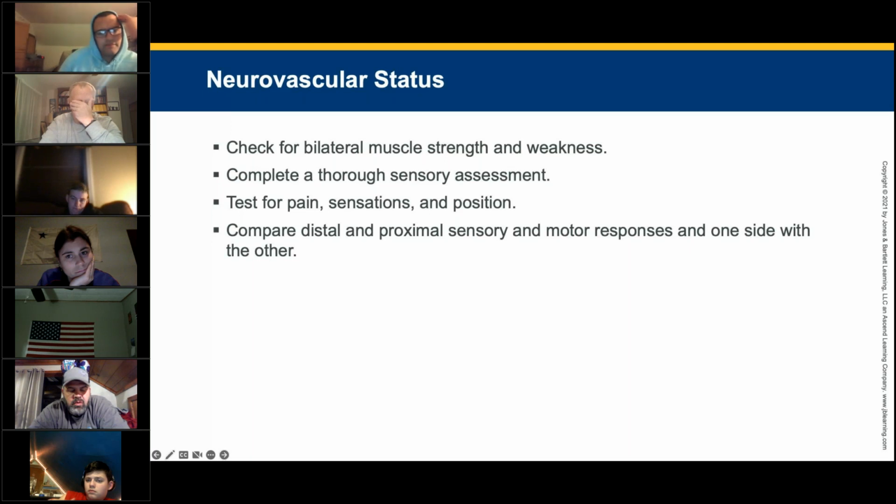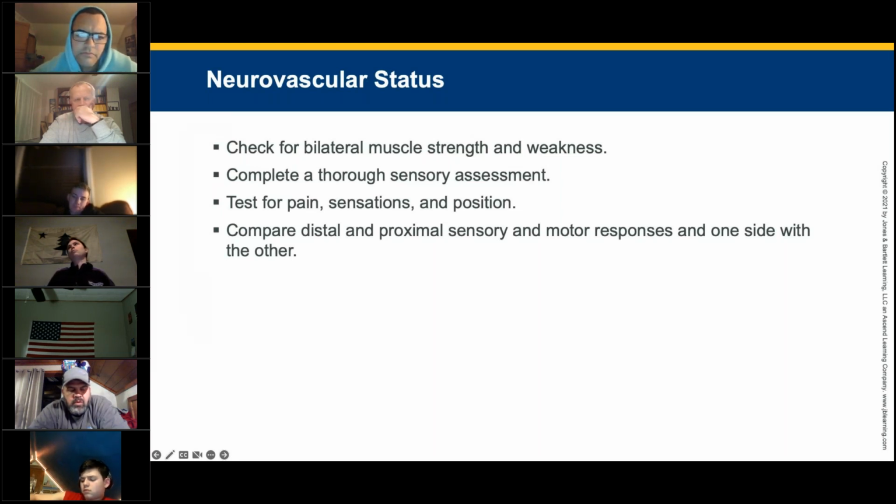The neurovascular status. You want to check for bilateral muscle strength and weakness. Bilateral meaning on both sides. So you want to make sure their grip strength is the same on both sides. If it may be more weak on one side than the other, that could be a problem. That could be a sign of a stroke.